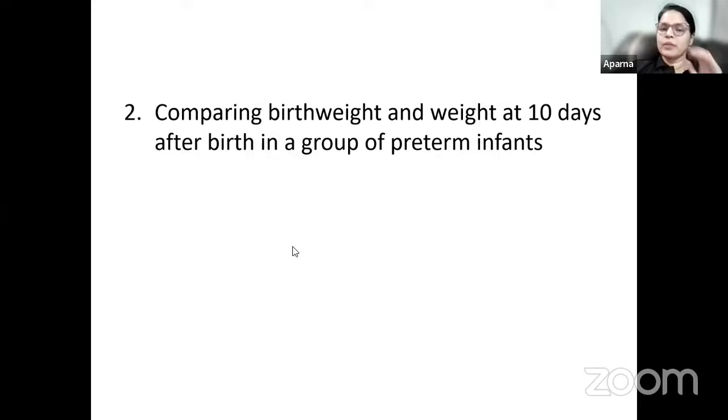With what test would you compare the birth weight and weight at 10 days after birth in one group of preterm babies? So birth weight and weight at 10 days. Now the important thing to note here is, is this the same baby that you're taking? Yes, for the same baby, we're going to check the birth weight as well as weight at 10 days. And how many groups do we have? We just have one group of preterm infants. And in each of these infants, we're going to check the birth weight and the weight at 10 days. So here, we are going to use a test called paired t-test. Why do we use a paired test? Because both these parameters are measured from the same baby.